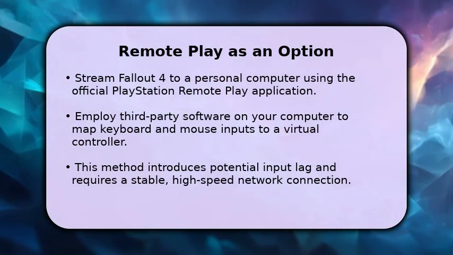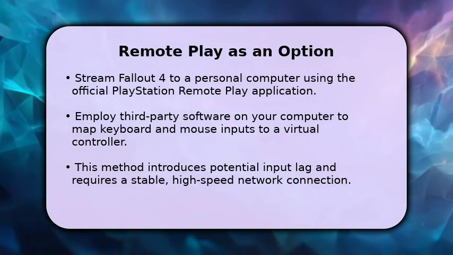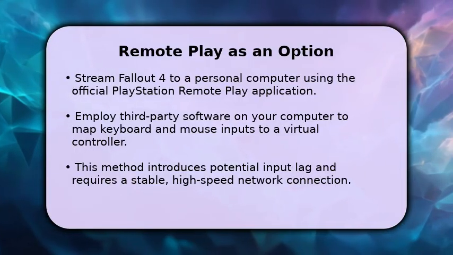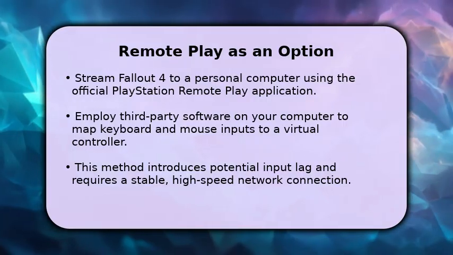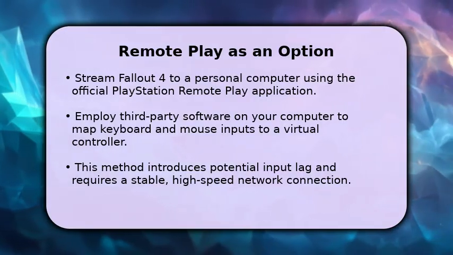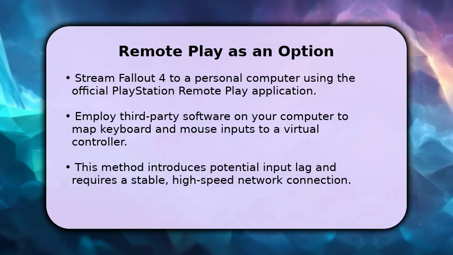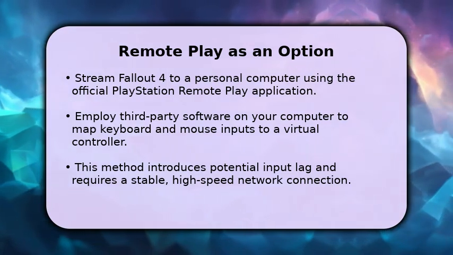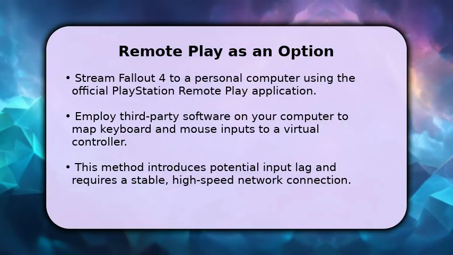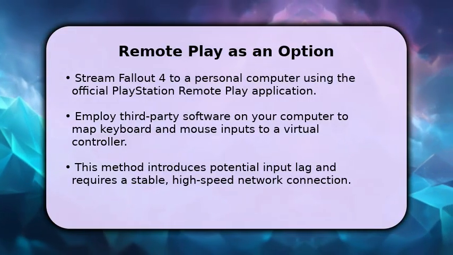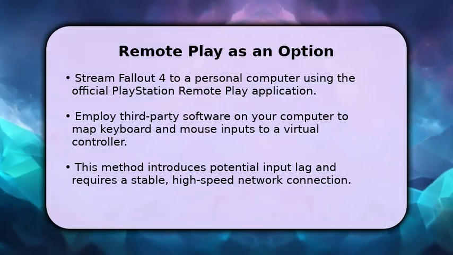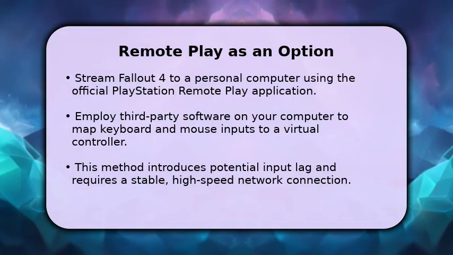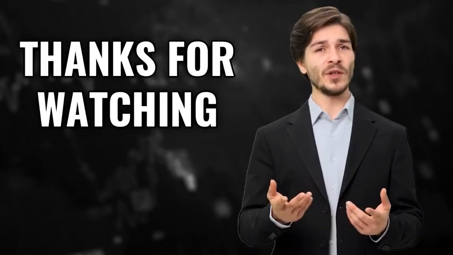Another viable method involves using PlayStation Remote Play. You can stream Fallout 4 from your PlayStation 5 to a personal computer. On your computer, you'll then use third-party software, such as ReWASD, to map your keyboard and mouse inputs to a virtual PlayStation controller. While this offers flexibility, be aware that it can introduce some input lag and requires a very stable, high-speed internet connection for the best performance.